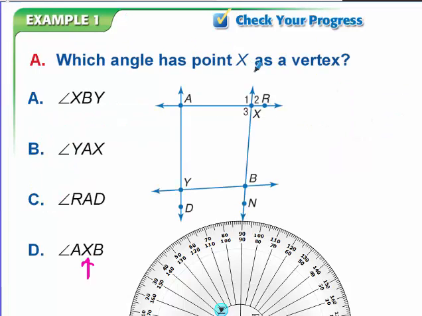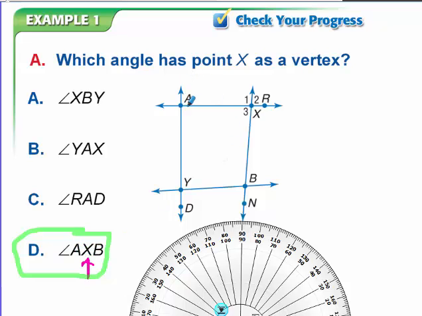So which angle has a point X? Even if I didn't have this picture, I would automatically know that D is the correct answer. Because remember I said that when you're doing the 3-letter name, that letter has to be in the center. So automatically the only one that has X in the center is answer D.